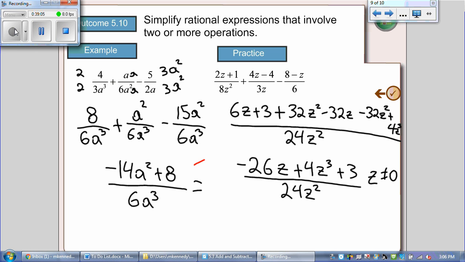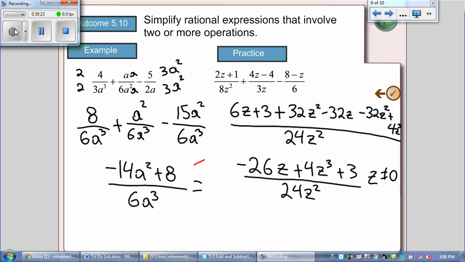The next one, you have to multiply by what? By 8z. The third one, what do you have to multiply by? 4z squared. That's where your z cubed comes from.